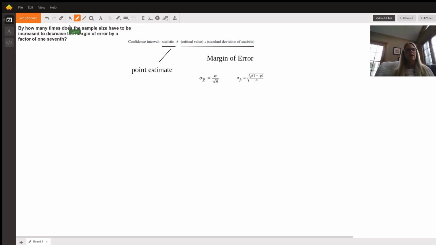This particular question is about the margin of error. If we want our margin of error to be 1/7 the size of what it originally was, we're going to need to take a bigger sample. The reason is because a part of the margin of error is the standard deviation. If we're looking at constructing an interval to estimate the population mean, then the standard deviation is sigma over square root n, or possibly s over square root n.